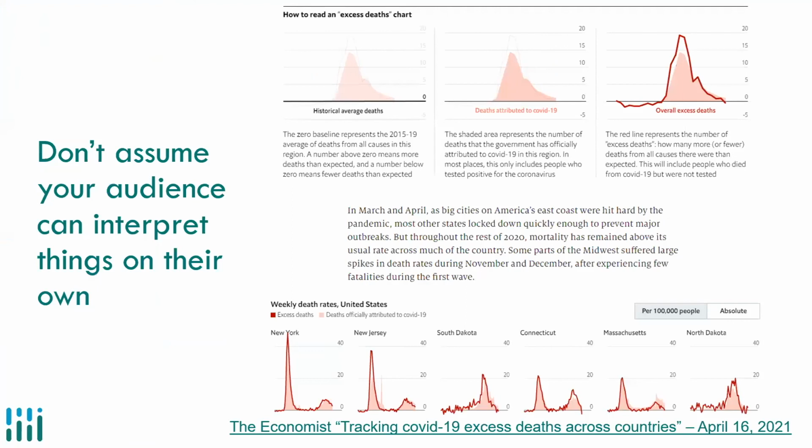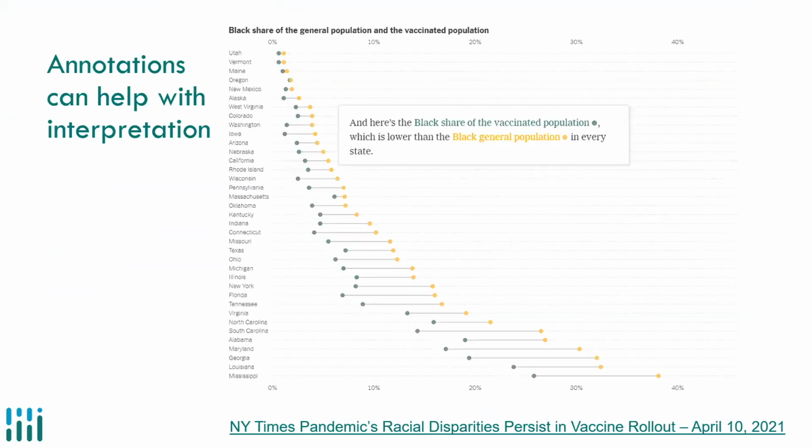So here's an example of accommodating the fact that you shouldn't assume that an audience will be able to interpret something on their own. This is an example from The Economist magazine on tracking COVID deaths, and this is a guide of how one would read the graphs. This is another example from the New York Times, where annotations show what each of the dots mean in this particular connected dot plot.